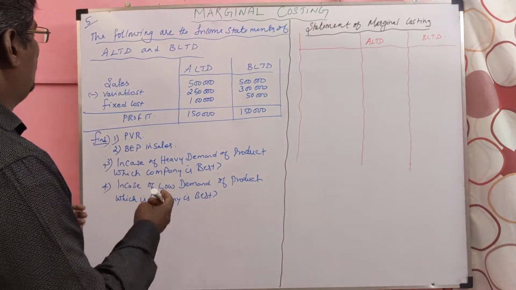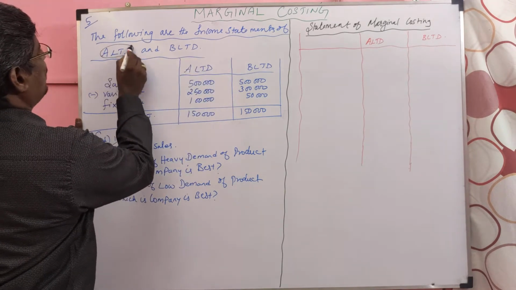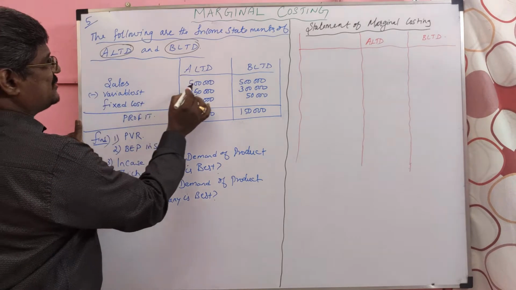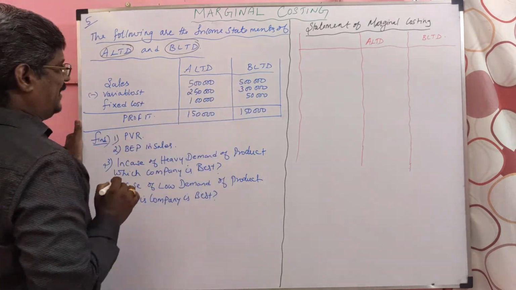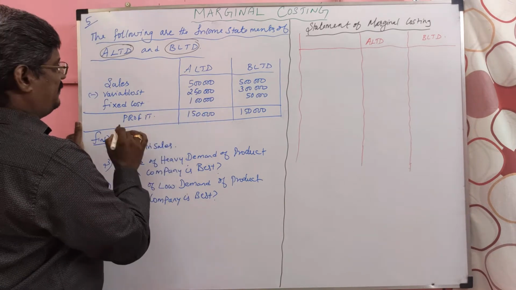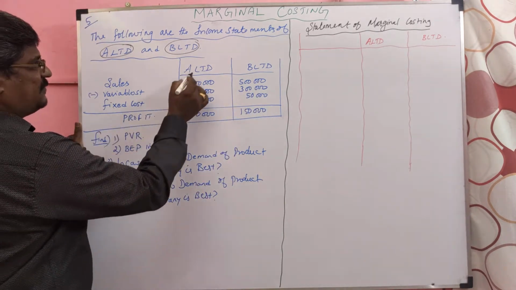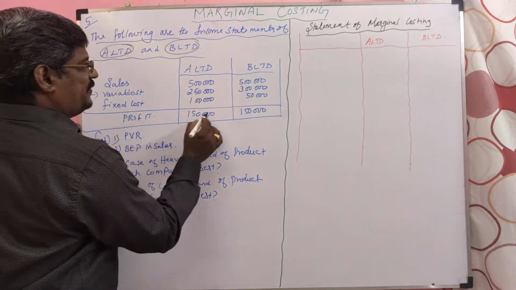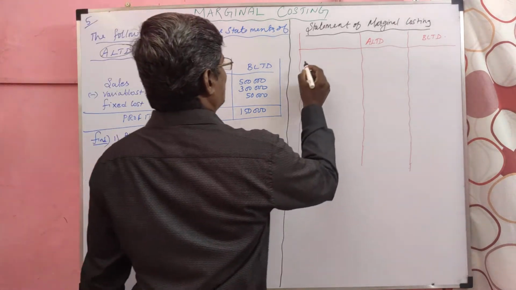Here are the income statements of A Limited and B Limited. So two companies' income statements are given. Sales: 5 lakh for A Limited, 5 lakh for B Limited. Variable cost: 2 lakh 50 for A Limited, 3 lakh for B Limited. Fixed cost: 1 lakh for A Limited, 50,000 for B Limited. Then profit is asked. First we will draw the format.